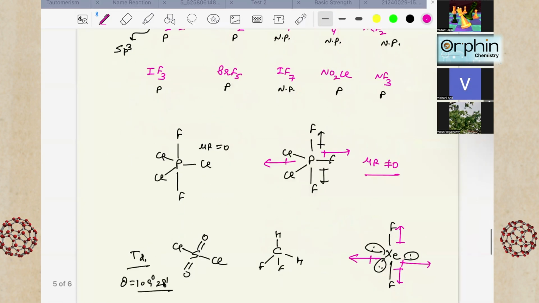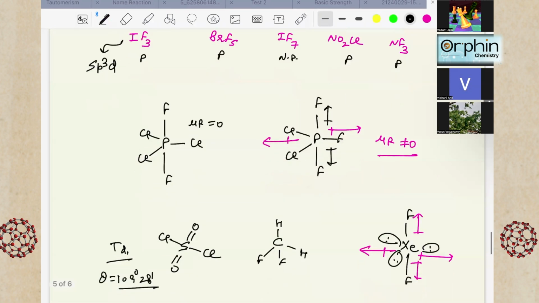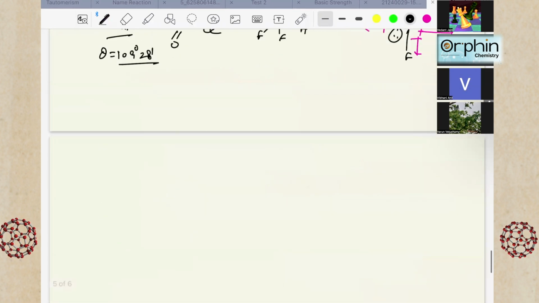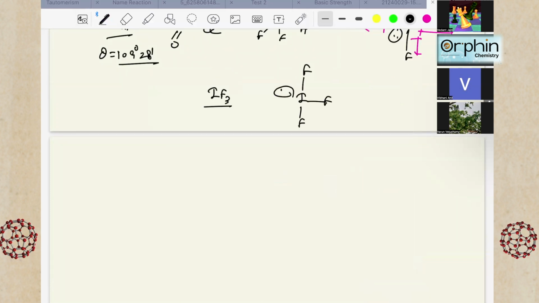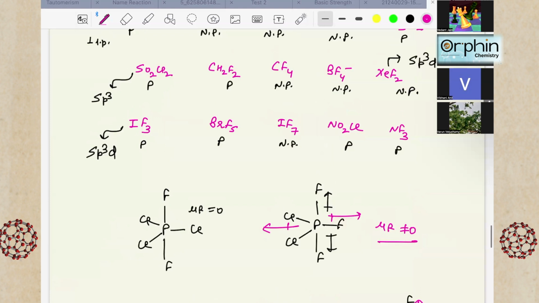IF3, what about IF3? Let us find the hybridization here. So this is 7 plus 3, 10 divided by 2, 5. 5 means sp3d. There are 3 side atoms, means there are 2 lone pairs. So IF3 shape will be I, F, F, F. There are 2 lone pairs, right? So everyone can see here that the dipole moment will not be equal to 0 because they are not opposite. They are not equal dipoles. So yes, it will be polar.